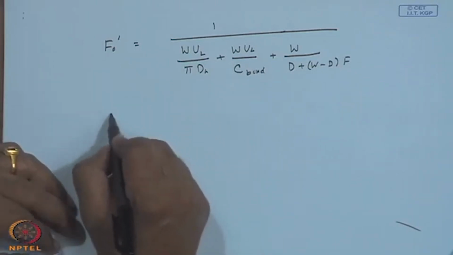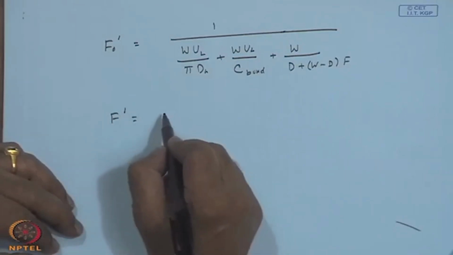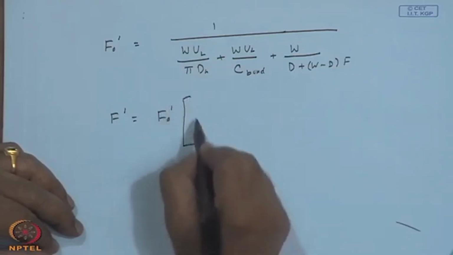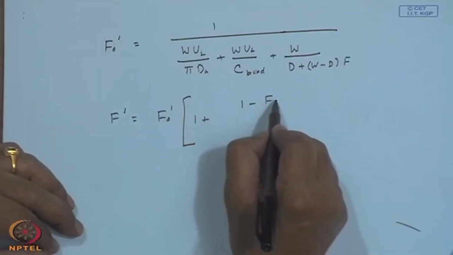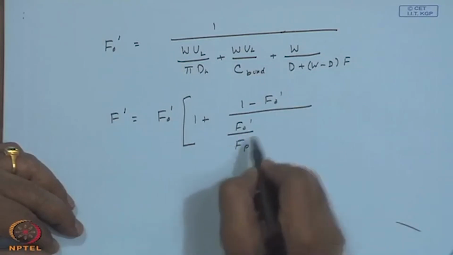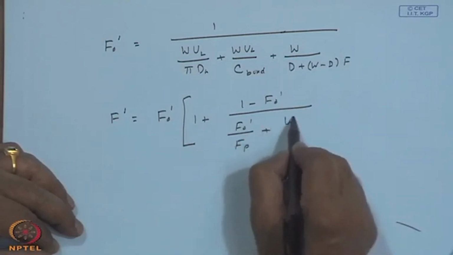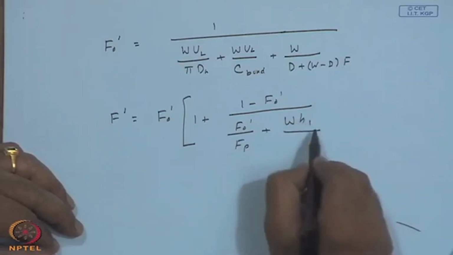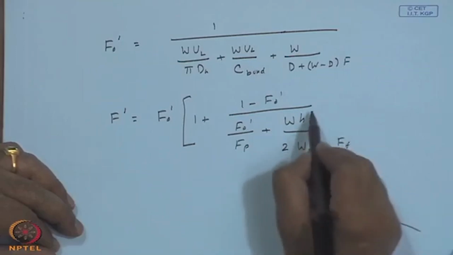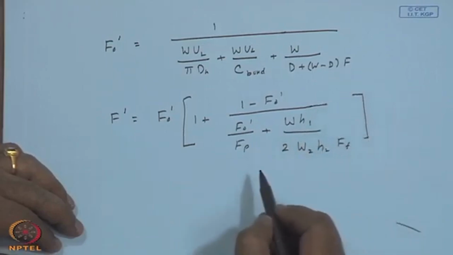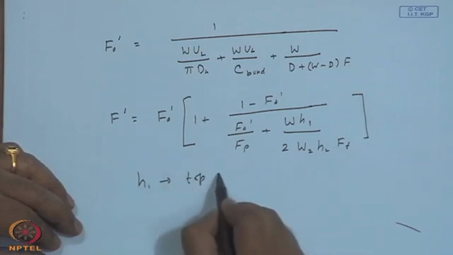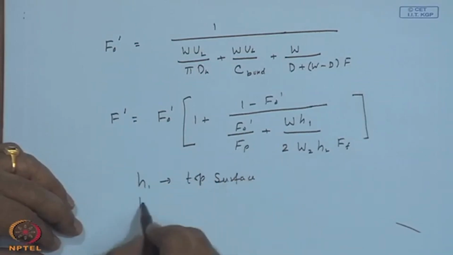Then the collector efficiency factor F dashed is in terms of the fictitious F naught dashed times 1 plus 1 minus F naught dashed by F naught dashed by F p plus W H 1 by 2 W 2 H 2 F F, wherein again the heat transfer coefficients H 1 and H 2, H 1 for the top surface and H 2 for the bottom.